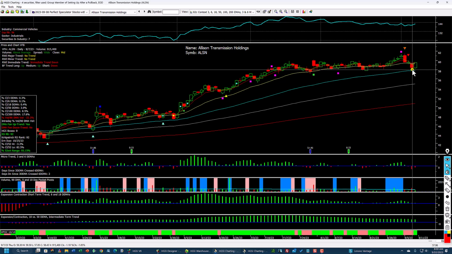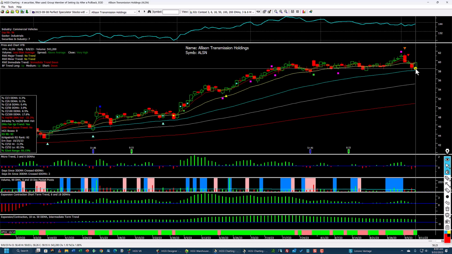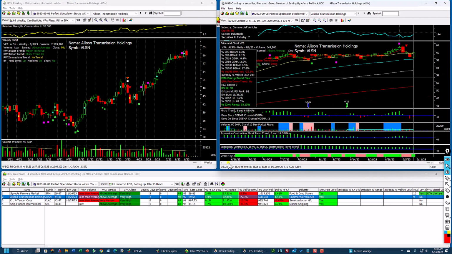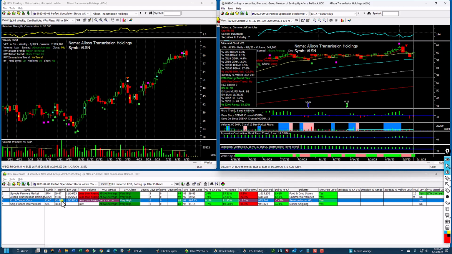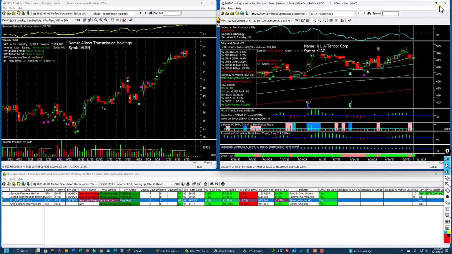But it is setting up again because it is in this user group. It's a Perfect Speculator stock that recently broke out, pulled back, setting up again. It's worth putting in the watch list. KLA Tencor. Let's look at it.